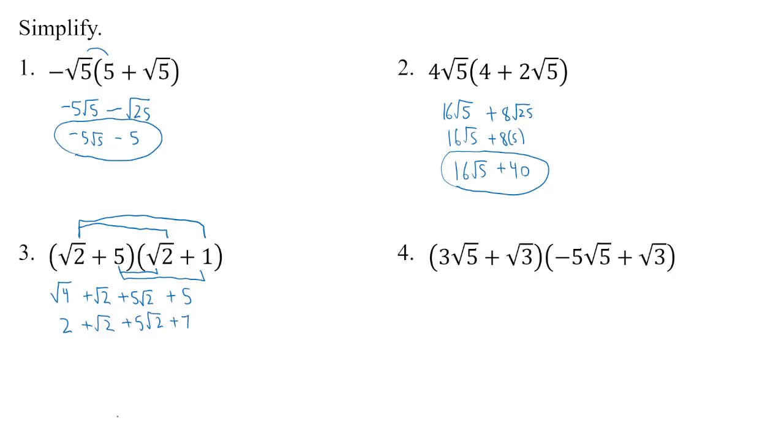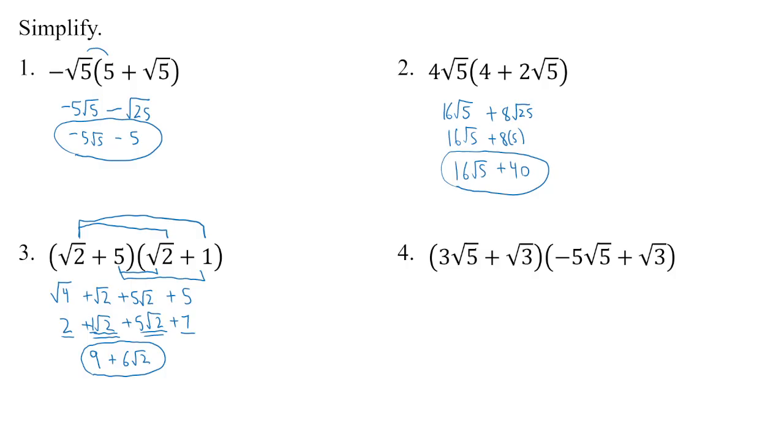So now what we're going to do, we're going to combine the like terms. First, we have 2 and 7. 2 plus 7 is 9. Next, we have, and this is really a 1 times the square root of 2, and 5 times the square root of 2. And you will get 6 times the square root of 2. Therefore, your solution is 9 plus 6 times the square root of 2.